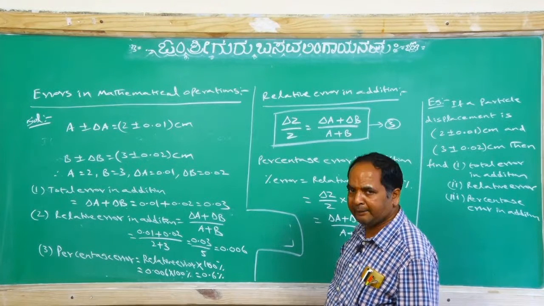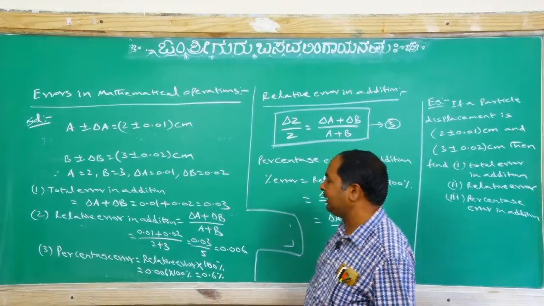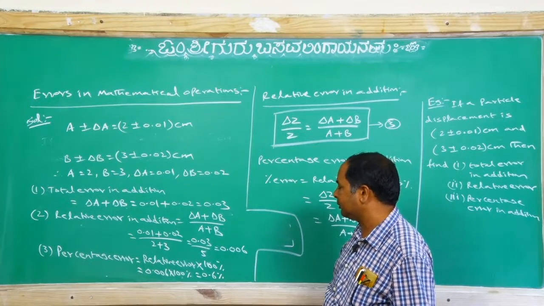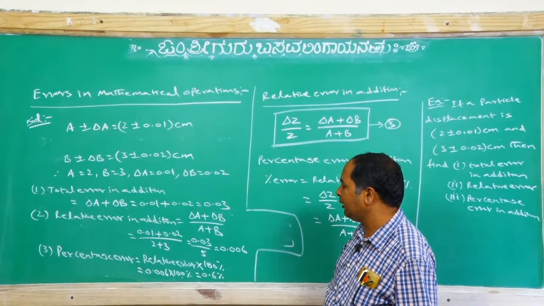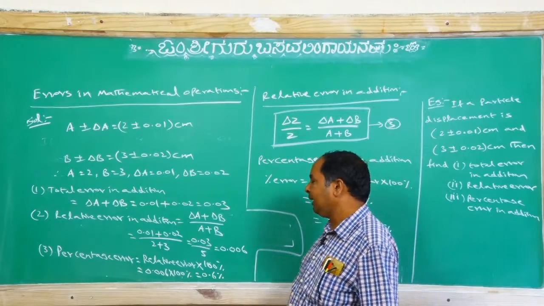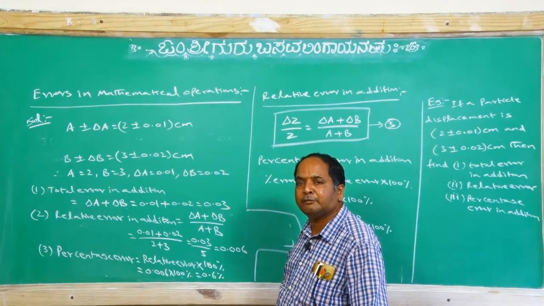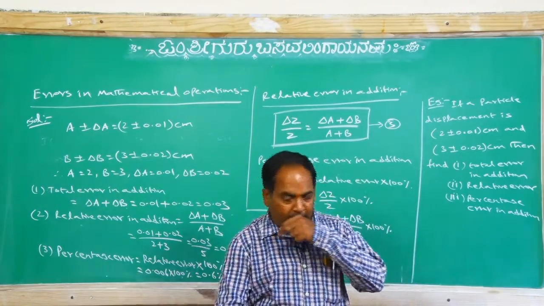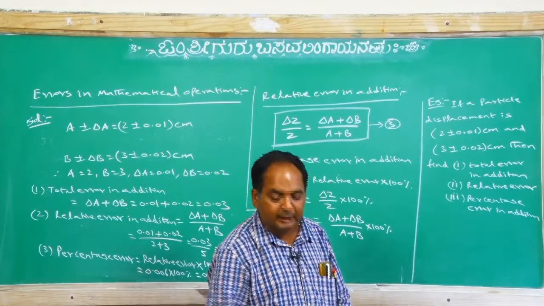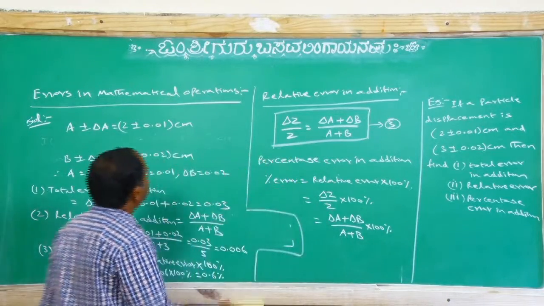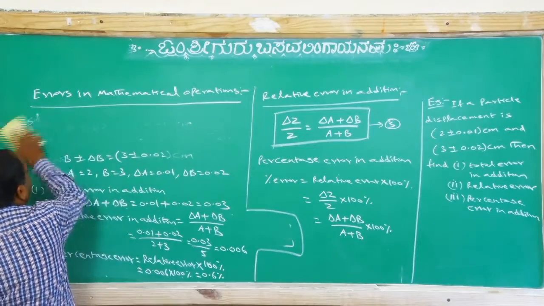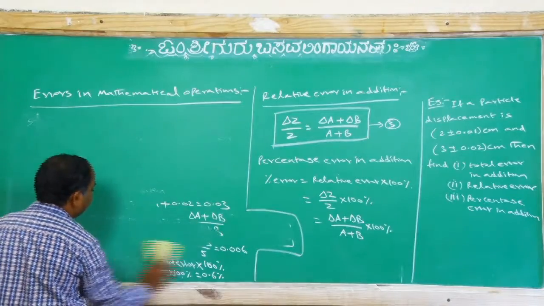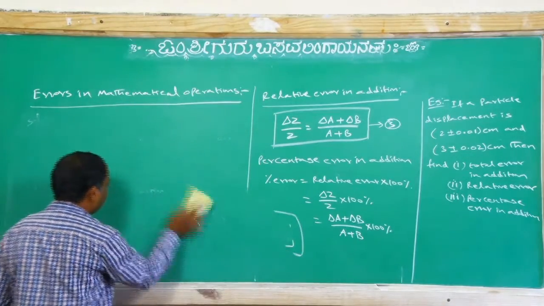Okay. Next, here we should consider percentage error. Percentage error means relative error into 100%. So we may write 0.006 into 100%. 100% means the decimal point shifts 2 more digits, so it will become 0.6%. Understood? So this is the error under addition. We are finding the error.